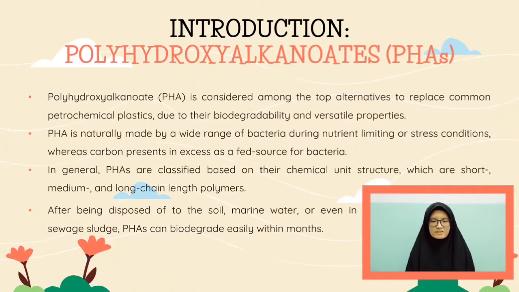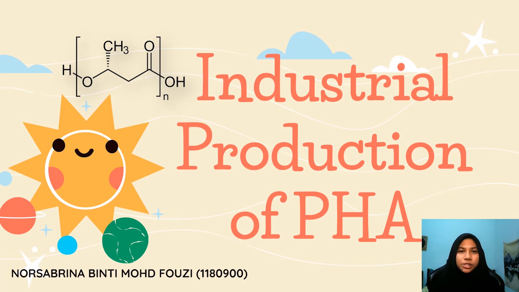Polyhydroxyalkanoate is considered among the top alternatives to replace common petrochemical plastics due to their biodegradability and versatile properties. PHA is naturally made by a wide range of bacteria during nutrient-limiting or stress conditions, whereas carbon is present in excess as a fat source for bacteria. Generally, PHAs are classified based on their chemical unit structure, which are short, medium, and long-chain length polymers. Besides, one of the benefits of PHA is it can biodegrade easily within months after being disposed of to the soil and marine water.